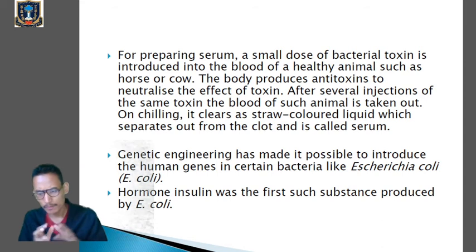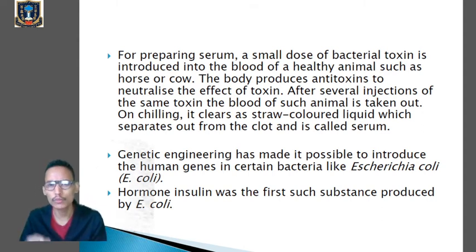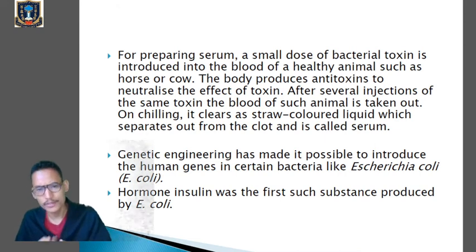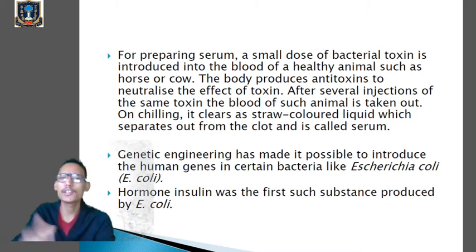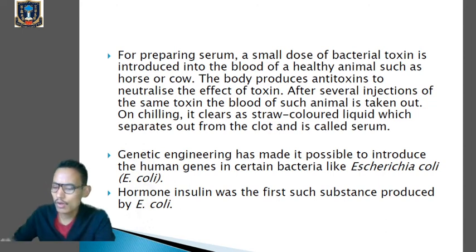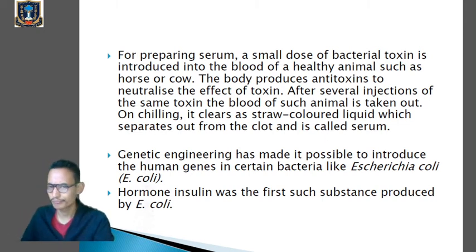For preparing serum, a small dose of bacterial toxin is introduced into the blood of a healthy animal. So whenever we are trying to prepare the serum, a small dose of bacterial toxin is injected into a healthy organism such as a cow or horse. So when we inject the bacterial toxin, let's say into the body of a horse, the body of the horse will start producing antitoxin. So antitoxins are produced in order to neutralize the effect of toxins.